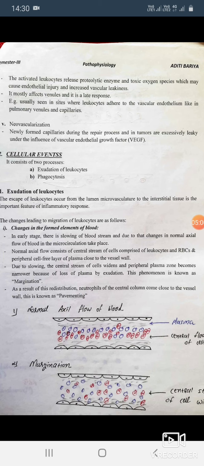When the blood normally flows in the blood vessels, what happens with cells? Okay, so normally the normal axial flow consists of a central stream of cells comprised of leukocytes and RBCs and a peripheral cell-free layer of plasma close to the vessel wall. Means you can see the first picture. See what happens whenever the blood flows normally in the blood vessels.